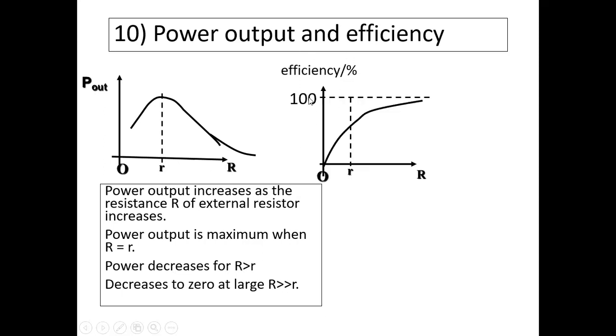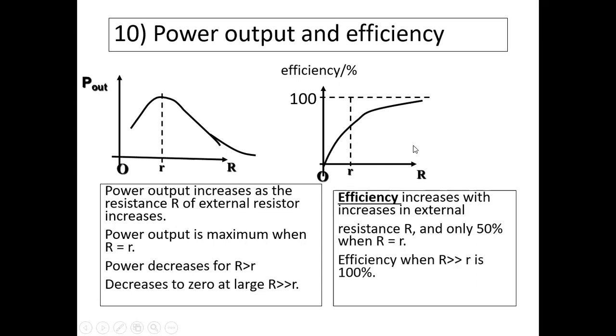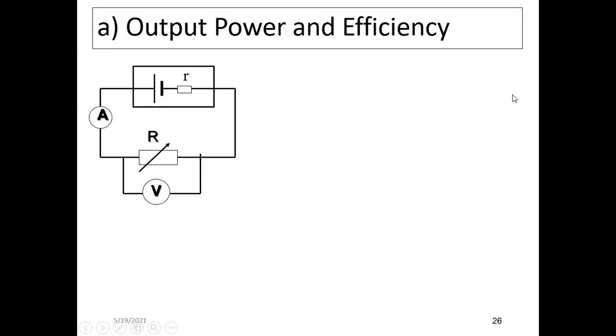Efficiency is slightly different. Efficiency increases as the external resistance R increases. Where your big R equals small r, internal resistance, then it's 50%. Where the external load is very much greater than internal resistance, then the efficiency is 100%. So if you want efficiency 100%, you use as large an external load as possible. If you want power output largest, then you choose the external load equal to internal resistance. That's what this all means.